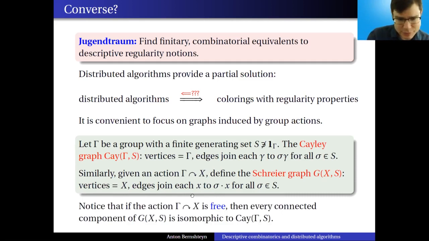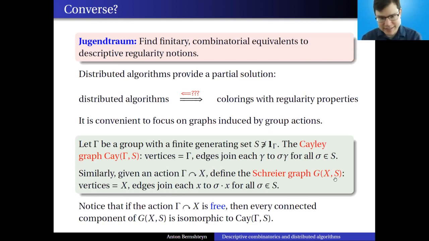I'm going to focus on actions that are free, meaning that the stabilizer of every point is trivial. And in this case, every connected component of the Schreier graph is isomorphic to the Cayley graph. So really, this Schreier graph is just a whole bunch of copies of the Cayley graph of the group. But they're somehow arranged with each other into this space X.